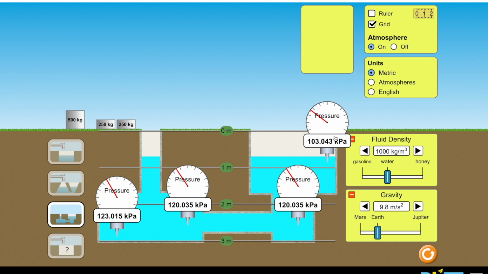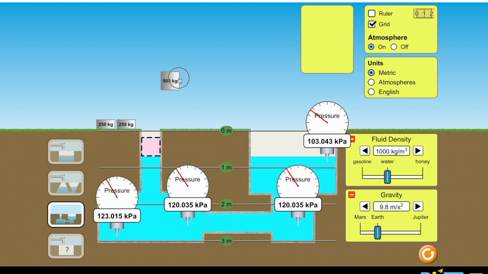Or maybe it's the other way around. So what we're going to do is we can see that each of these, I tried to put these at whole numbers as close as I can. This is 123, this is 120, this is 120, and this is 103 approximately. Now I'm going to add the 500 kilogram mass to this column.